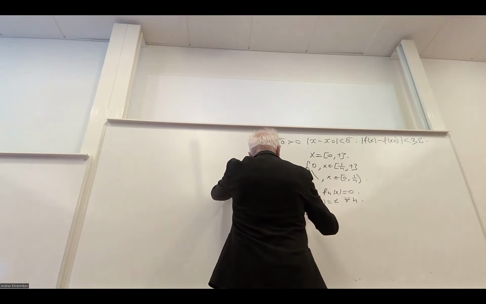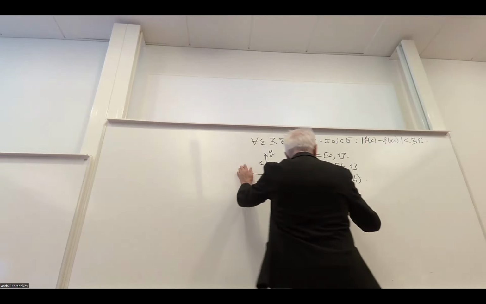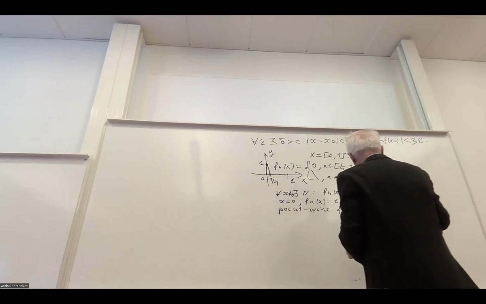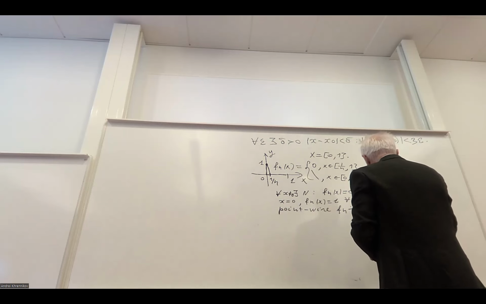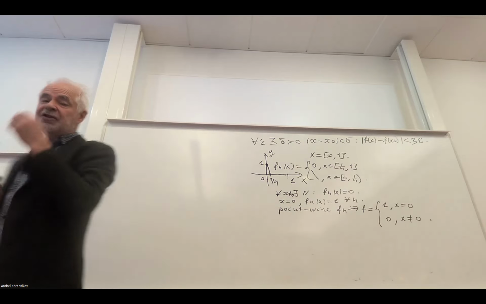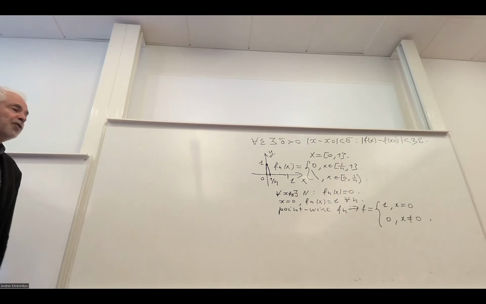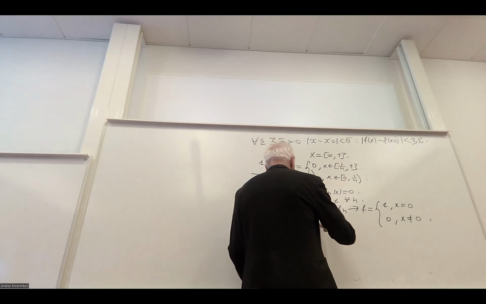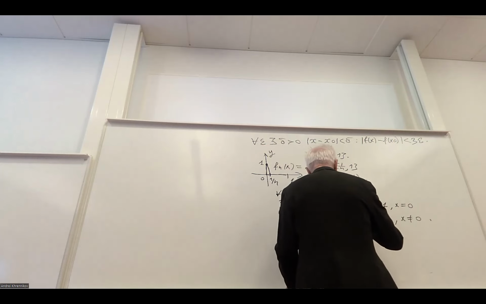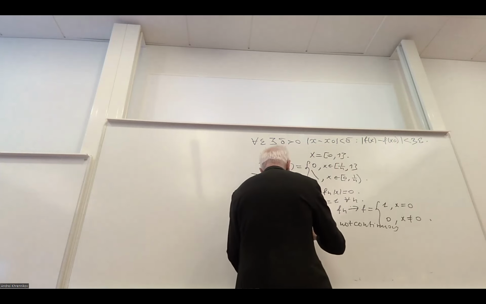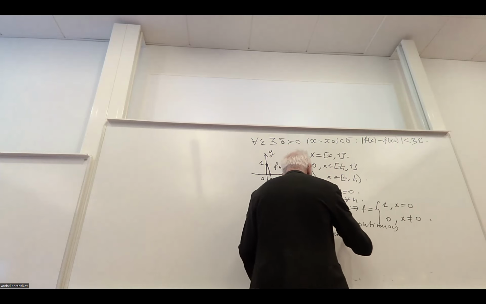Pointwise, f_n converges to f, which equals 1 for x equals 0 and 0 for x not equal to 0. This function is discontinuous, so convergence could not be uniform. Since f is not continuous, convergence is not uniform.